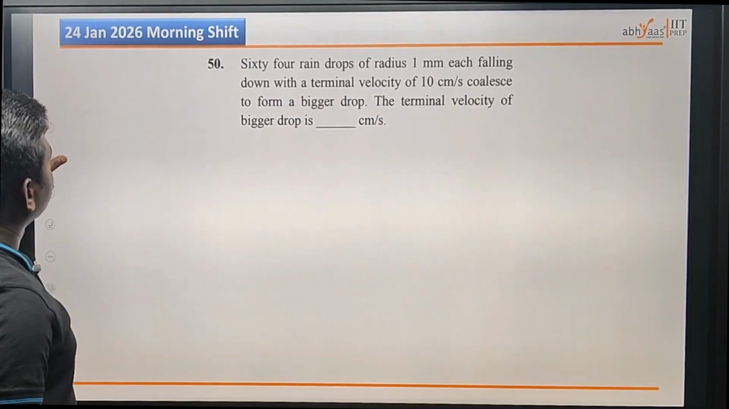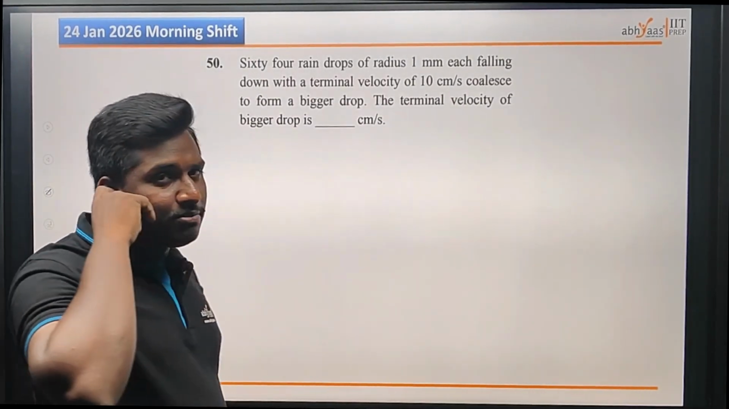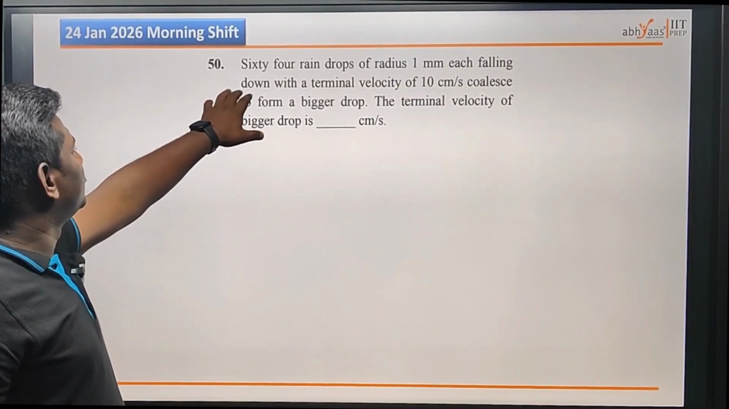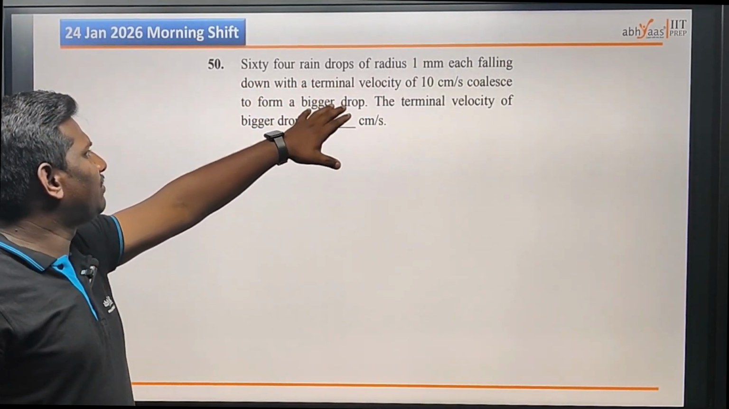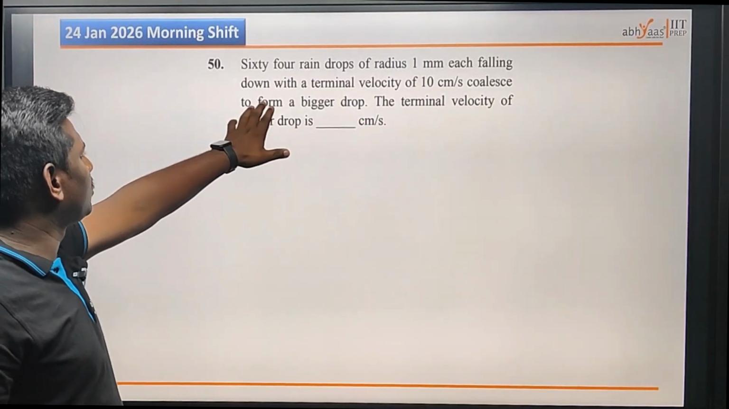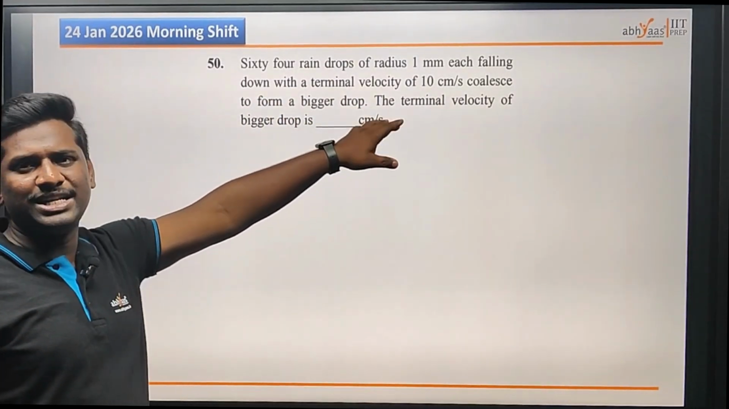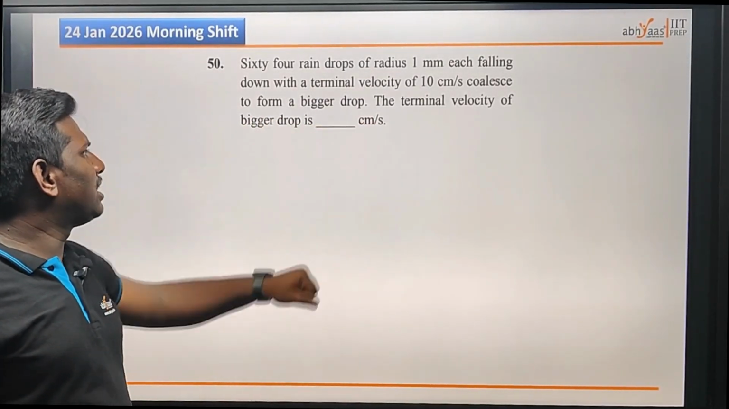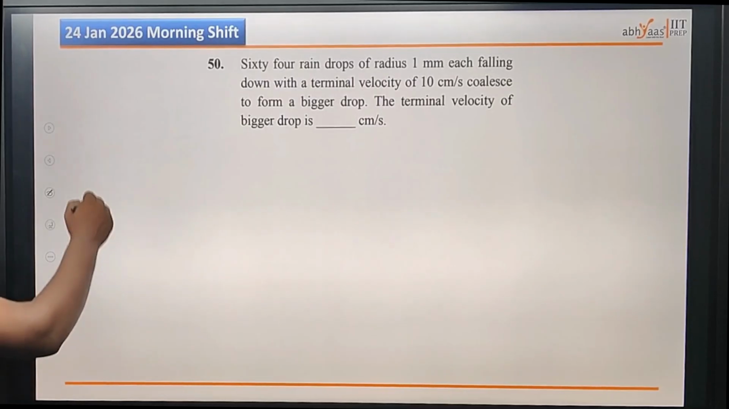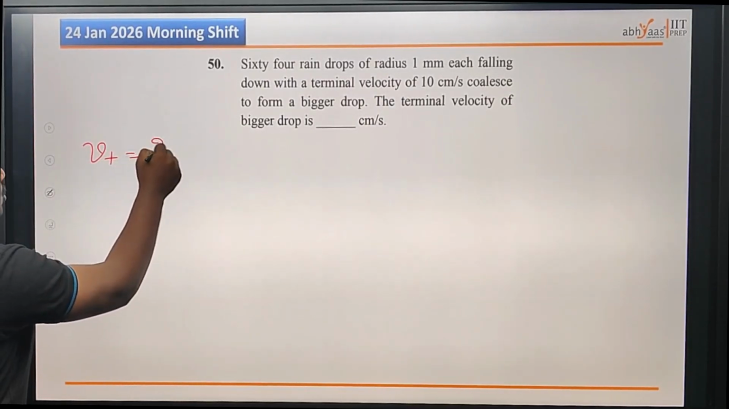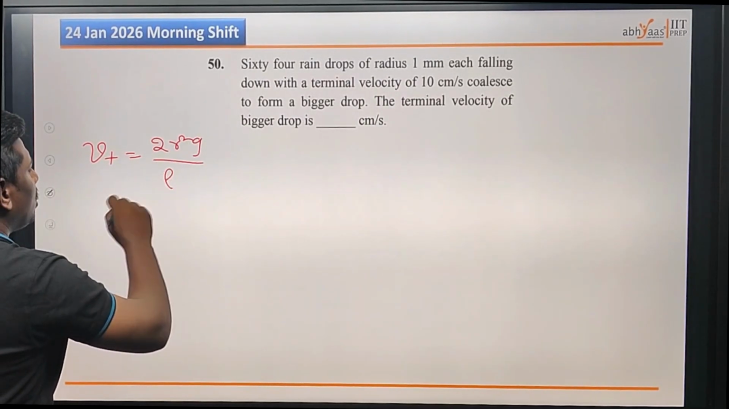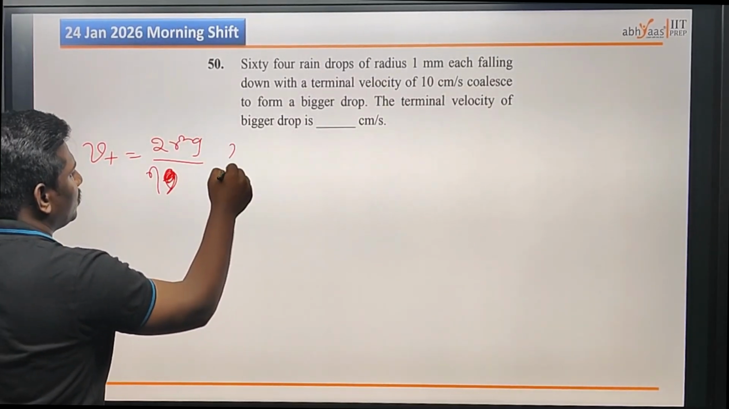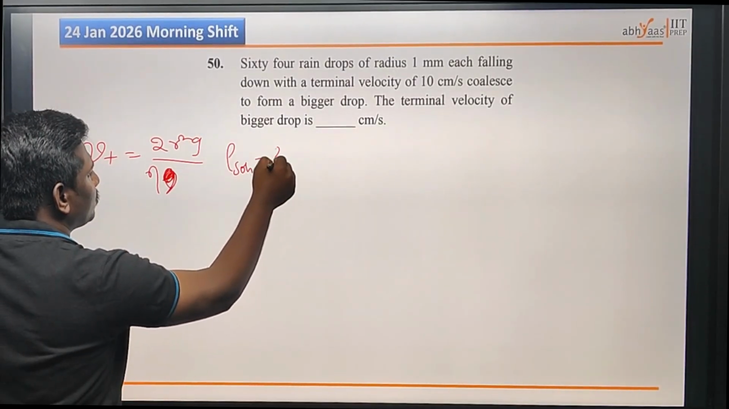So last question, question number 50. Very important model as per the aspect of JEE. See here, question number 50. 64 raindrops of radius 1 millimeter, each falling down with a terminal velocity of 10 centimeter per second, coalesce to form a big drop. Find the terminal velocity of the big drop. So we know the terminal velocity formula: 2r square g by 9 eta into (rho solid minus rho liquid).